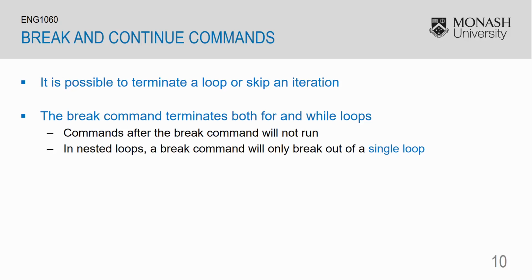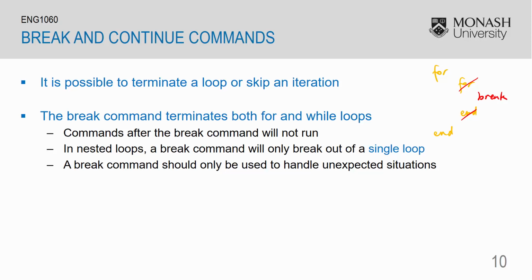For example, if we had a for loop, end, and we had a break command in the nested loop, it will only break out of this loop here. It will still continue to run through the outer loop. A break command should only be used to handle unexpected situations. But do note that a well-coded program will not require the break command.